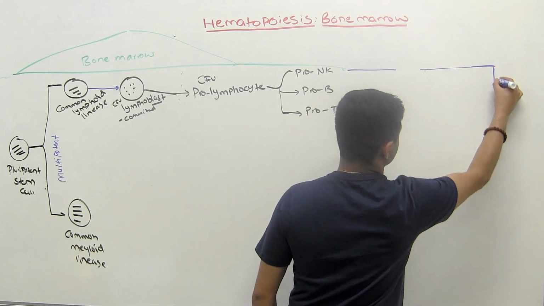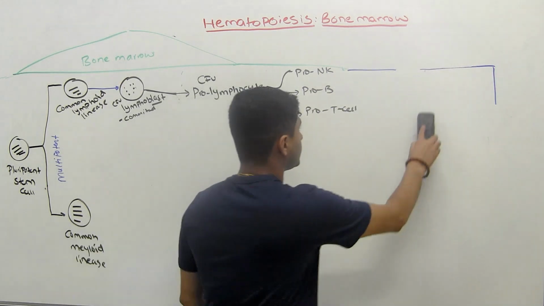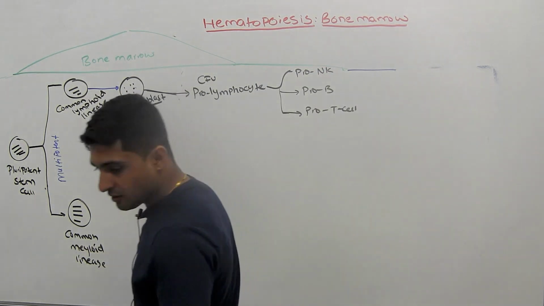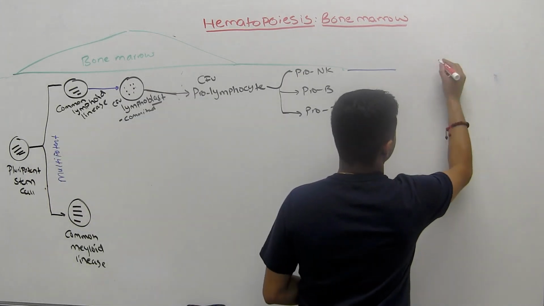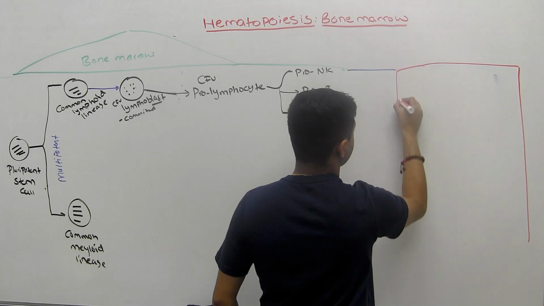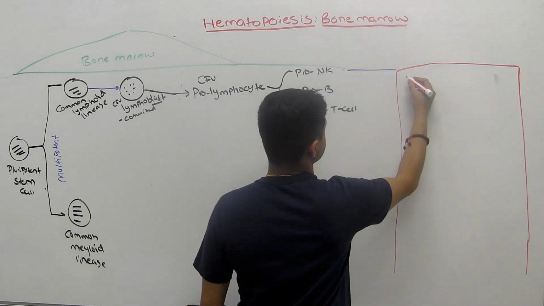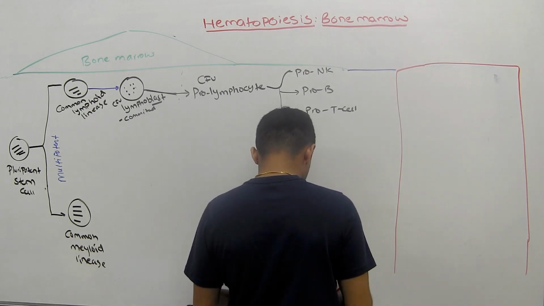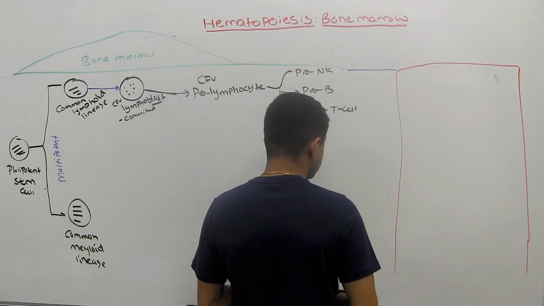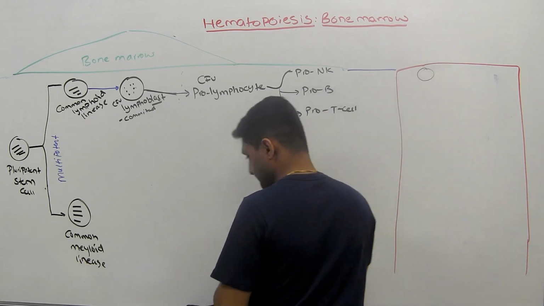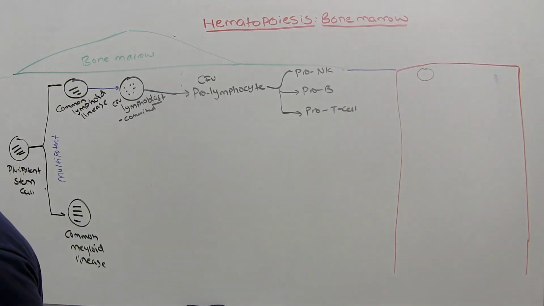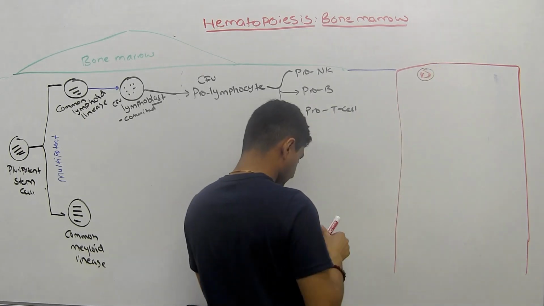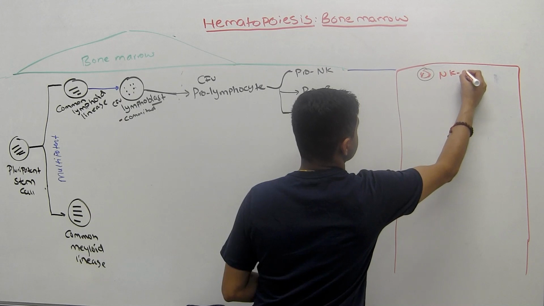Okay, let's make this in red. When they go to blood circulation, especially the natural killer cells, they will get mature and become something else. Let's make this the circulation. Now, these guys go to the natural killer cells. Let's make this natural killer cells. The natural killer cells are going to get mature here and become natural killer cells.